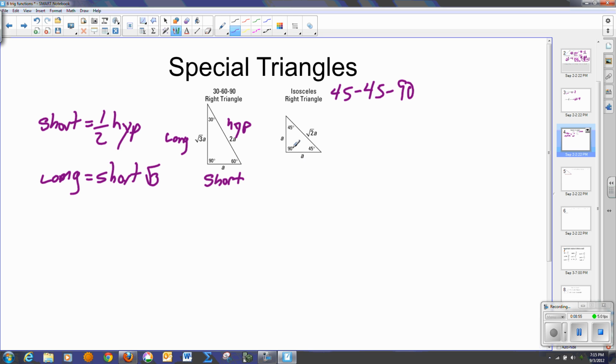And in that 45-45-90, I know my hypotenuse is equal to a side times root 2. And we know since I have an isosceles triangle, the two sides are the same. We're going to use these formulas in our next couple examples.